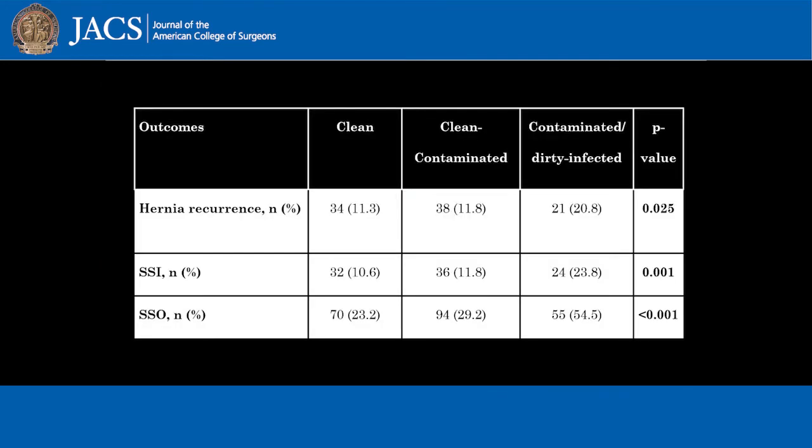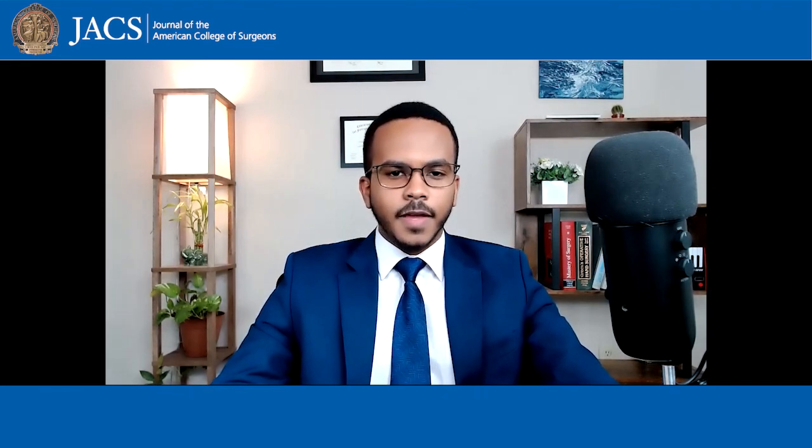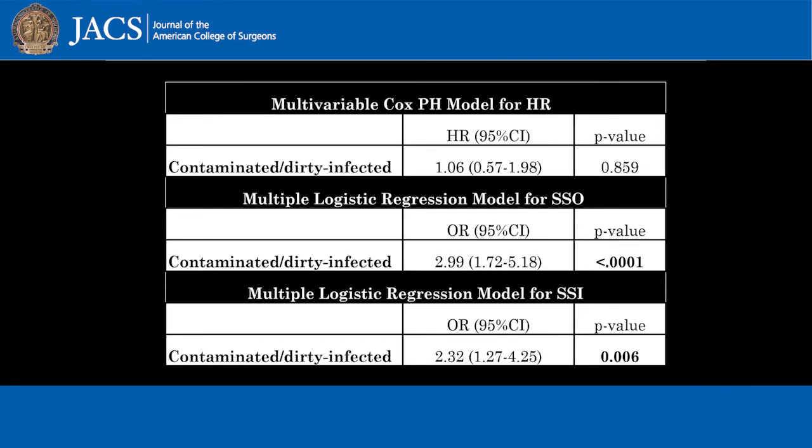Patients with contaminated/dirty infected defects had a hernia recurrence rate of 20.8%, an SSI rate of 23.8%, and an SSO rate of 54.5%. These patients also had higher rates of mesh exposure and removal, reoperation, transfer to the ICU, and 30-day readmission. Despite the higher contamination rates in this cohort, multivariate logistic regression demonstrated that contamination level was predictive of SSOs and SSI, but not of hernia recurrence.